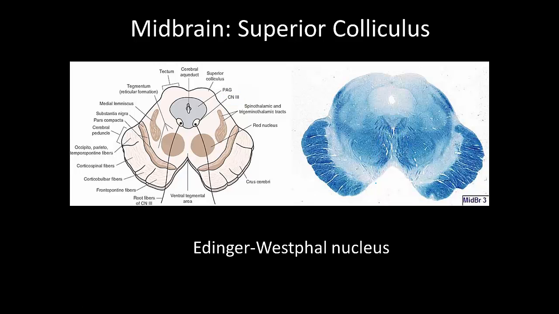Now, the tiny Edinger-Westphal nuclei are going to be lying just medial to the oculomotor nuclei, and they're so close to the oculomotor nuclei that sometimes both of them combined are just referred to as the oculomotor complex. Now, the Edinger-Westphal nuclei are just supplying some preganglionic parasympathetic input to the eye.